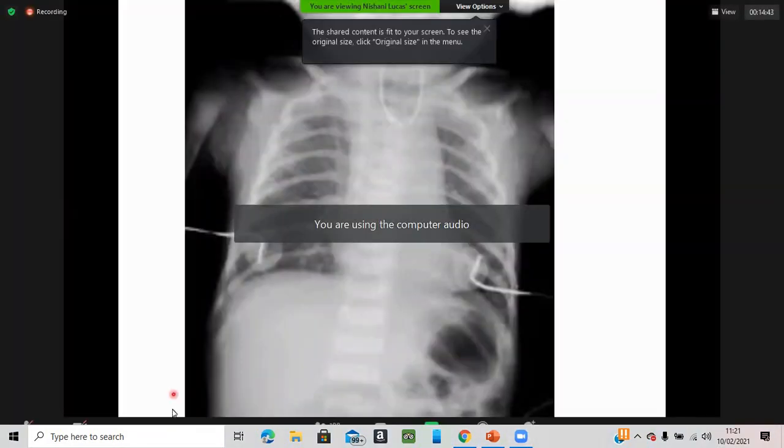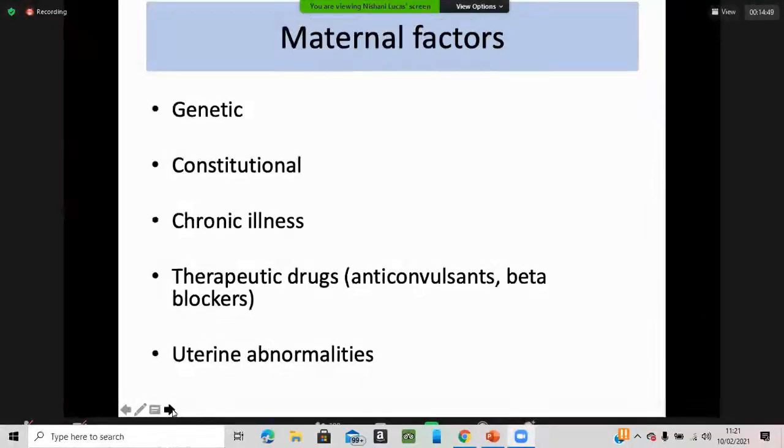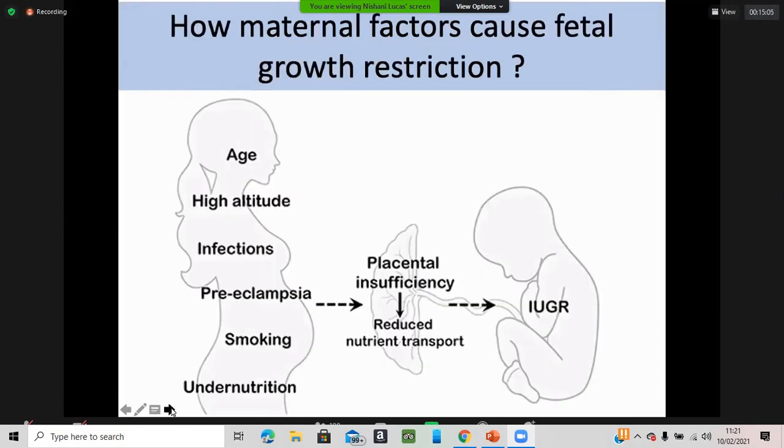So, why we went through all those pictures is to understand that we saw that one reason. Say fetal factors, important ones would be chromosomal abnormalities and various malformations. Then there can be maternal factors: genetic, constitutional, chronic illness, drugs, and uterine abnormalities.